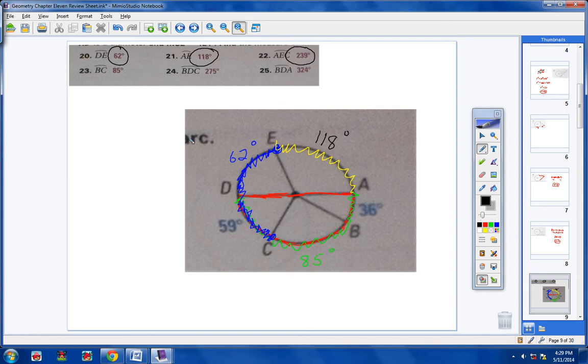Let's find the measure of arc BC. Well, here it is. Here's B, moving along to C right here. Well, that's going to be 85 degrees. So the answer is 85.